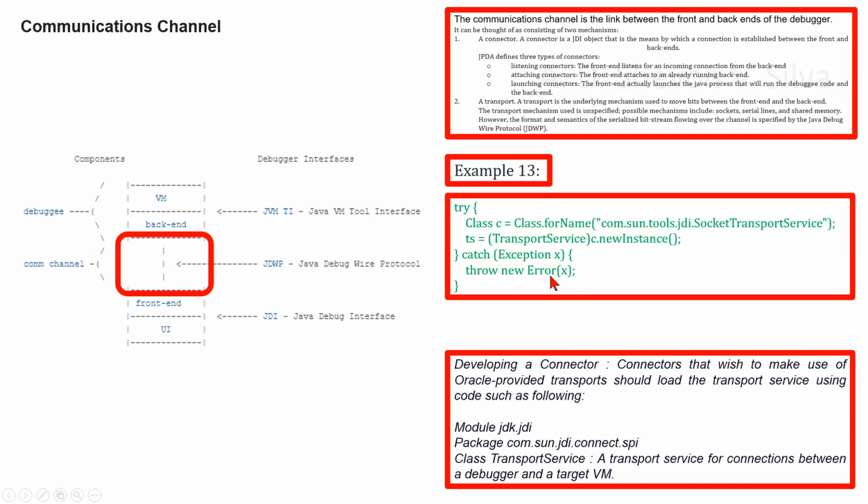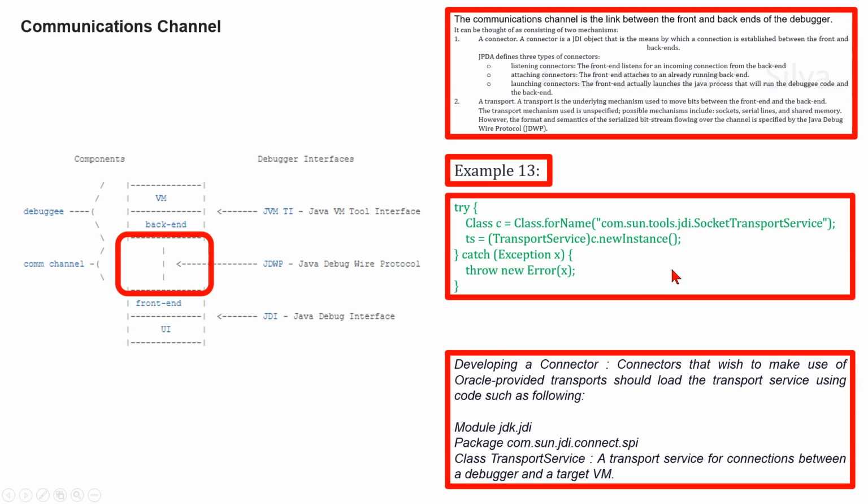The class TransportService in package com.sun.jdi.connect.spi in module jdk.jdi is a transport service for connections between a debugger and a target VM. Developing a connector involves creating a concrete implementation of a launching connector, attaching connector, or listening connector.